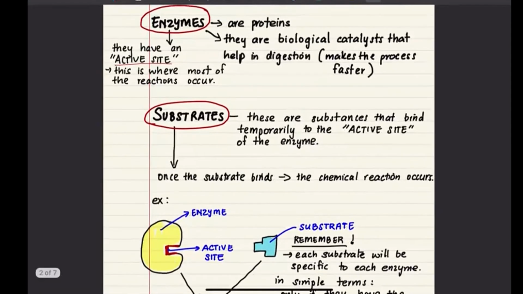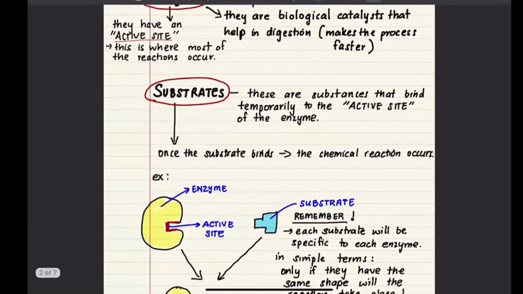And a substrate is basically the substance, or we can say a molecule, that binds temporarily, so it's not there permanently. It binds to the active site of the enzyme. So that is the substrate and that is an enzyme.